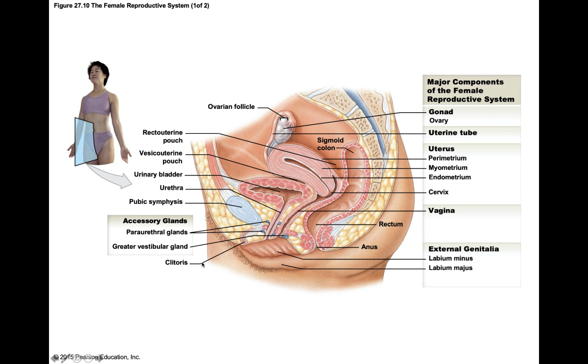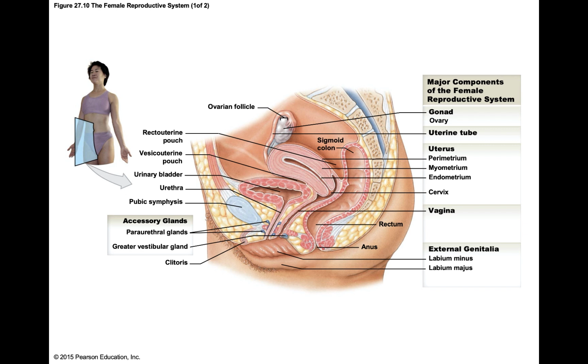There is a structure called the clitoris. This is a counterpart to the penis of a guy. And just like the penis becomes engorged with blood, the clitoris becomes engorged with blood during sexual arousal in females. Unlike the penis where the sperm comes out, there's nothing coming out of the clitoris. Embryologically, it's derived from the same area that becomes a penis in a guy and becomes a clitoris in a female.